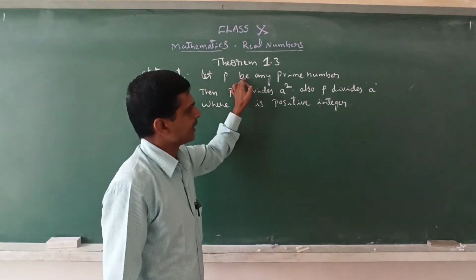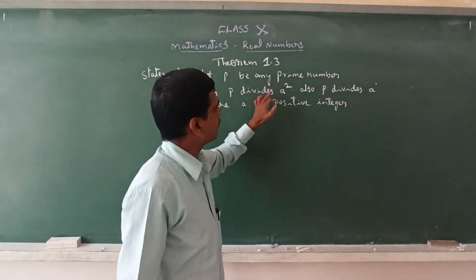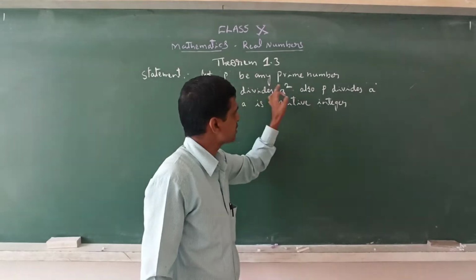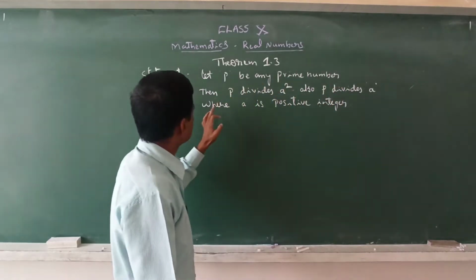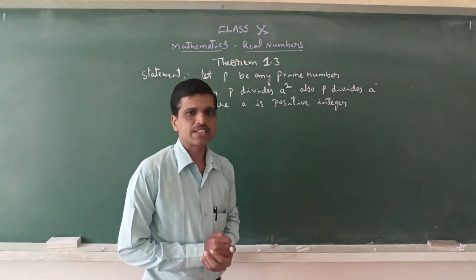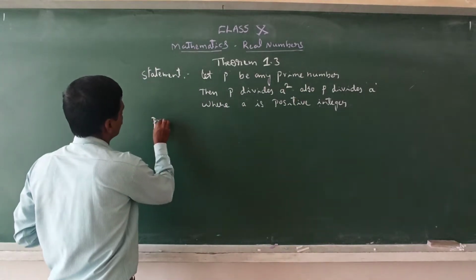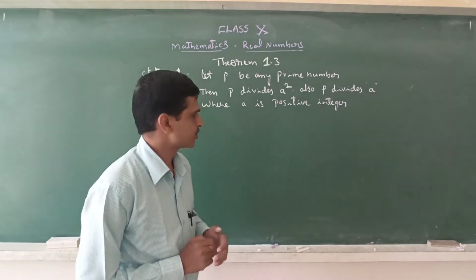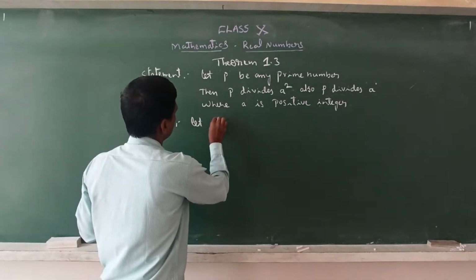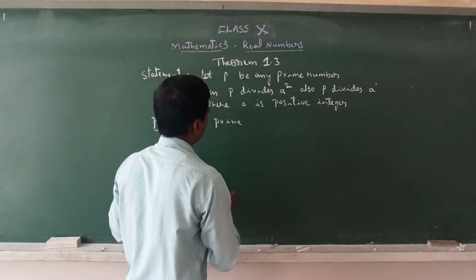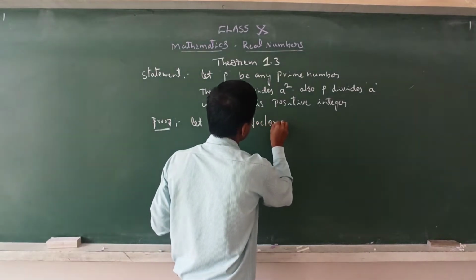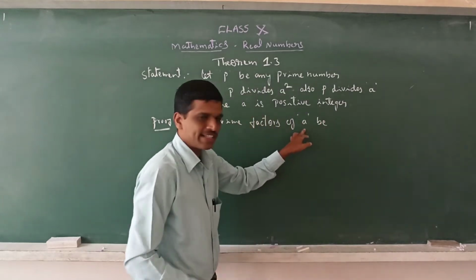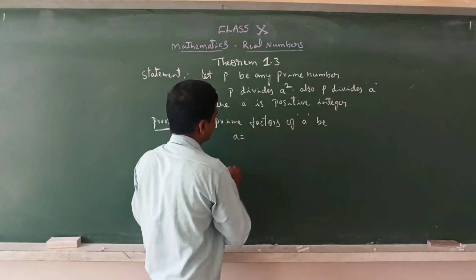Once again, P is a prime number in which P divides a square, then P also divides a. If P divides a square, it means P also divides a, where a is a positive integer. This is our statement. Now let us take down the proof. We know that a is some positive integer. So let the prime factorization of a be, where a is any positive integer, how can we write a?